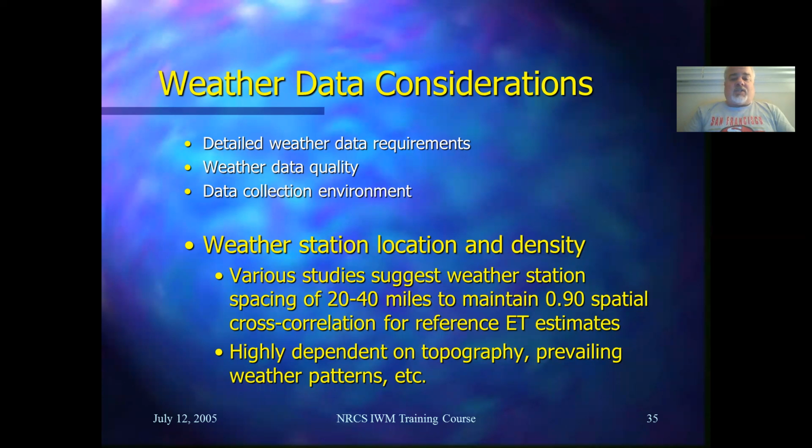Weather station location and density. Various studies suggest weather station spacing of 20 to 40 miles to maintain a 0.9 spatial cross correlation for reference ET estimates. So you don't want to go too far, 20 to 40 miles, the distance between stations, and you can average or do a weighted average if you're between the stations. And I would do that all the time in Salinas.